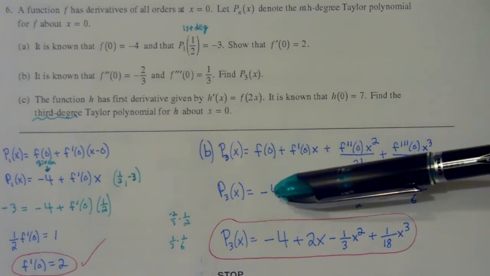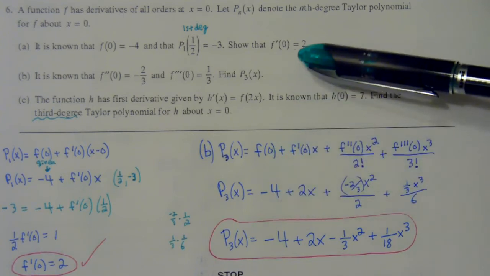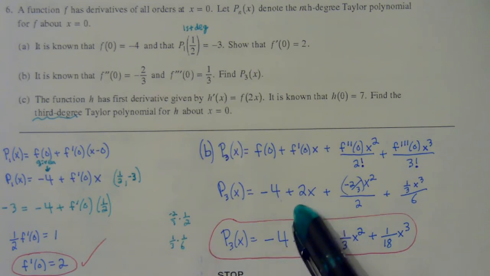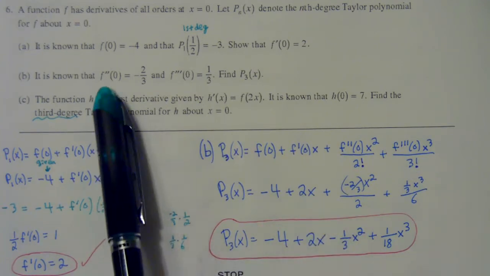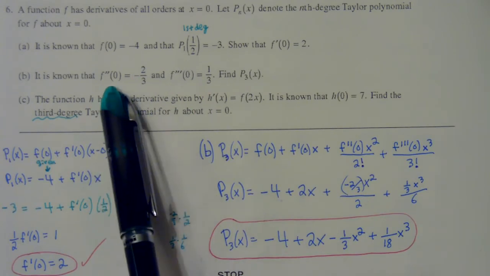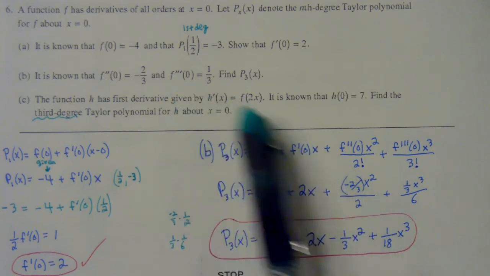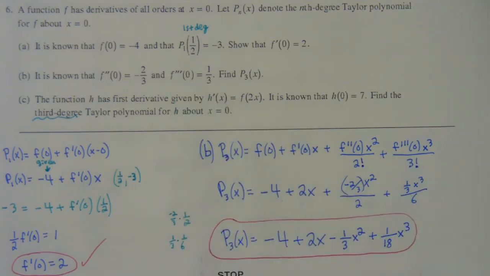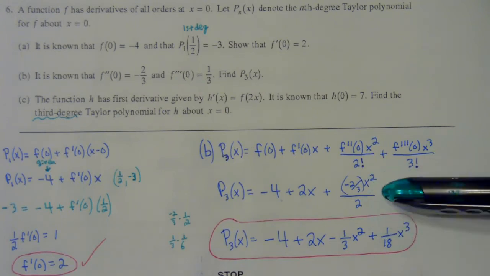F of 0, they tell us is -4. F prime of 0, they tell us is equal to 2, and you show that that was equal to 2. And then they just give us the other items. It's nice they don't give us a function. We don't have to take derivatives on this one. They just tell us second derivative is -2/3, third derivative 1/3. So just plug them in. Know your main definition, plug in the stuff, and then be careful with your arithmetic here.